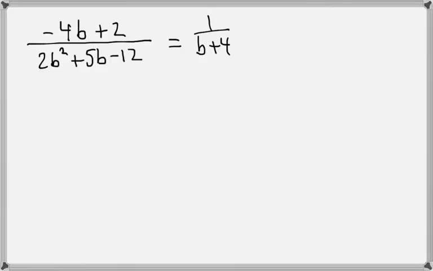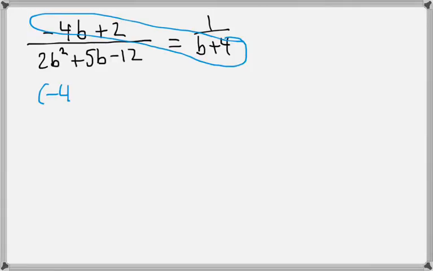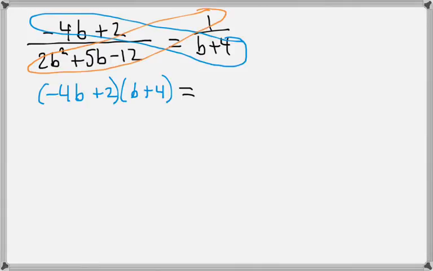Now we have a fraction equal to a fraction, so one of the options we have is to use cross multiplication. So I can take these two, so I have negative 4b plus 2 times b plus 4, and that is going to be equal to the cross multiplication from the other angle. This guy, we have 2b squared plus 5b minus 12 times 1.